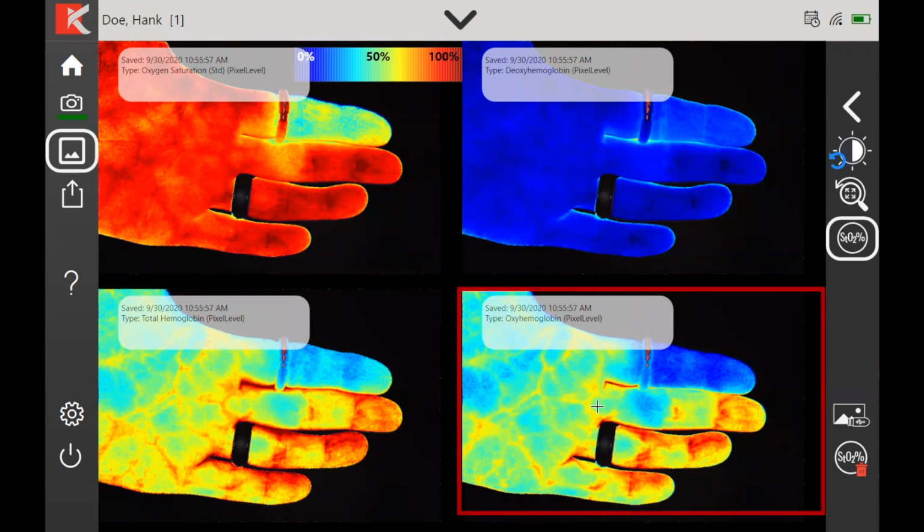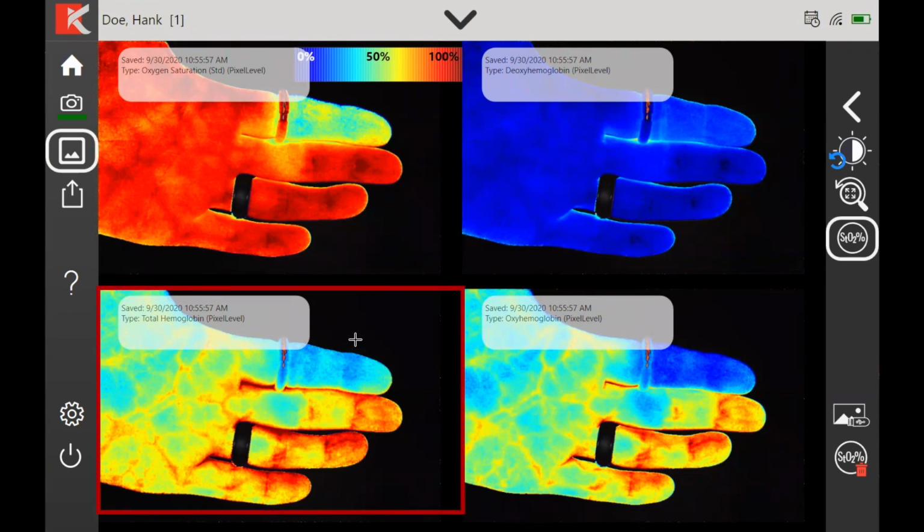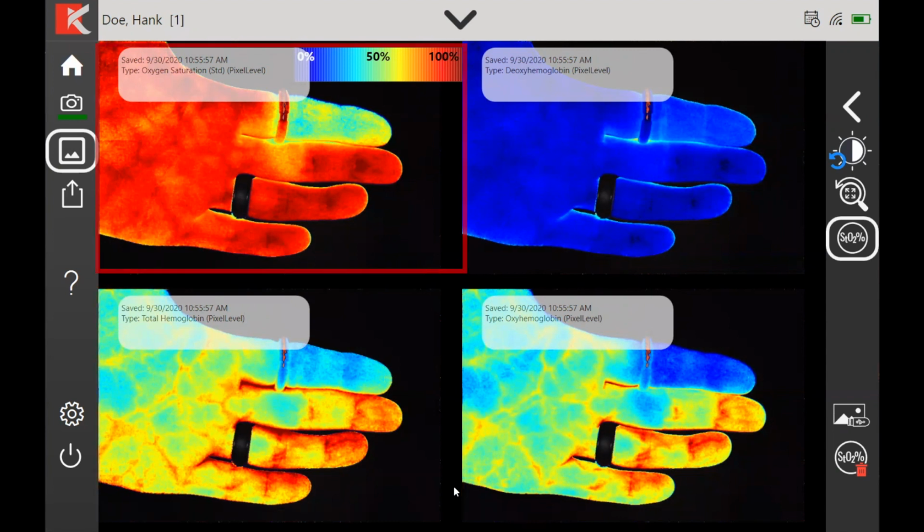These are what we use to calculate oxygen saturation. We take oxyhemoglobin and divide it by total to get our oxygen saturation percentage. Each of these images should be interpreted using the scale or the bar at the top. Blue is low, red is high.